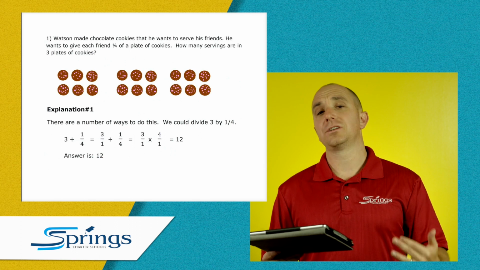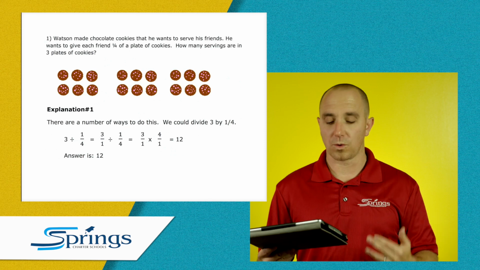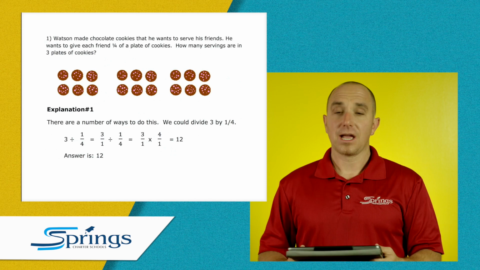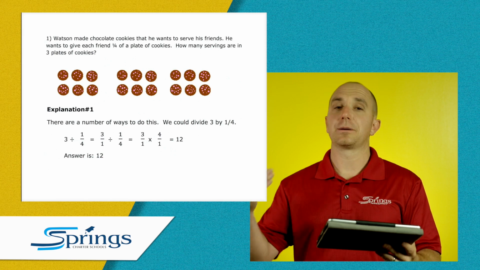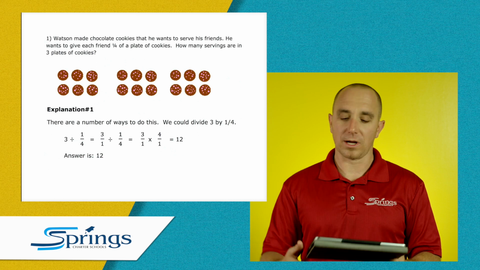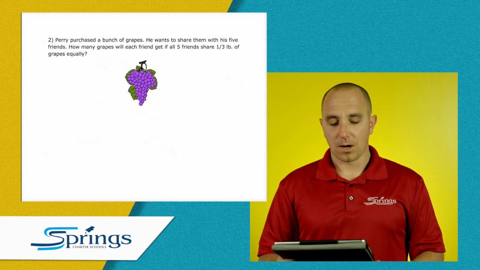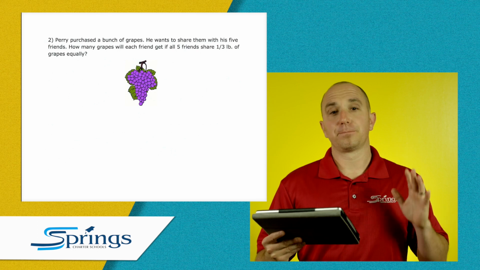So the first thing you're going to need to do is make the whole number 3 into a fraction. You just put it over 1, so it becomes 3/1 divided by 1/4, and then again, you flip it and multiply, or multiply by the reciprocal. So it's 3 times 4 is 12, 1 times 1 is 1, so 12/1 is simply 12.